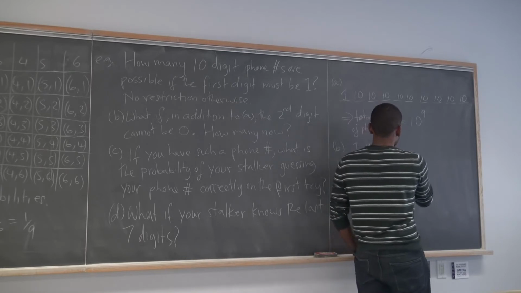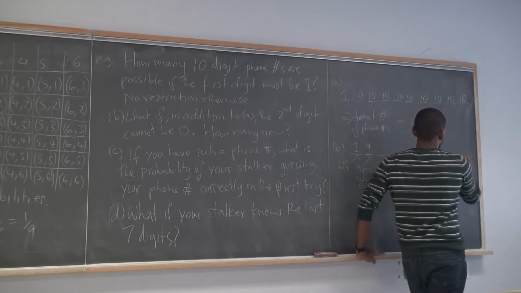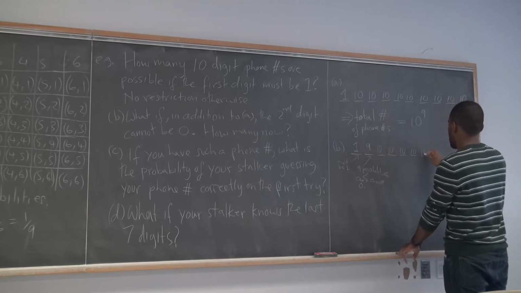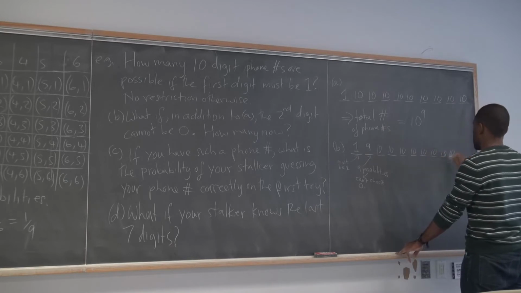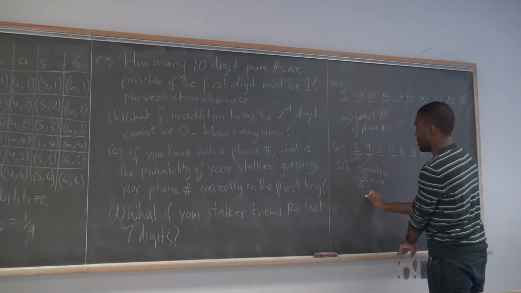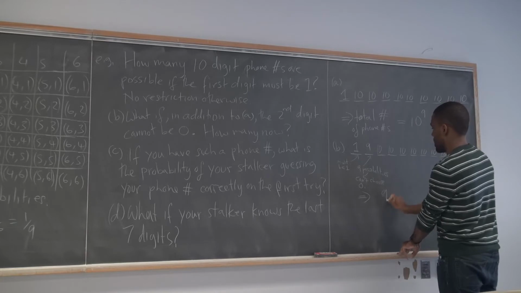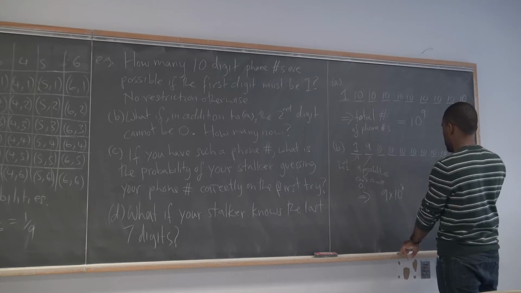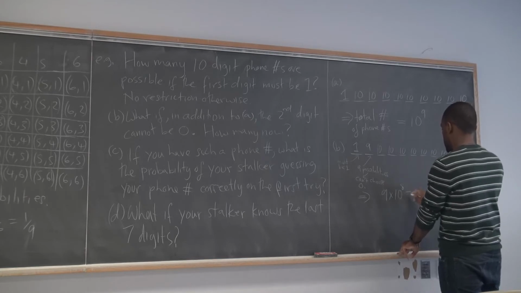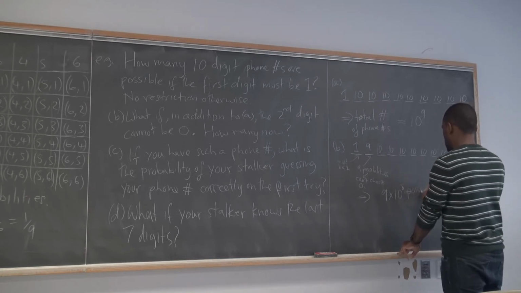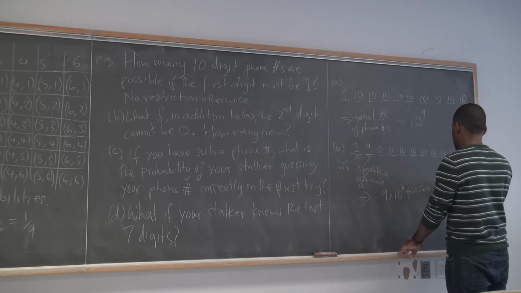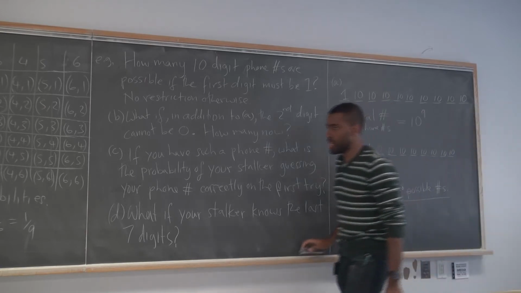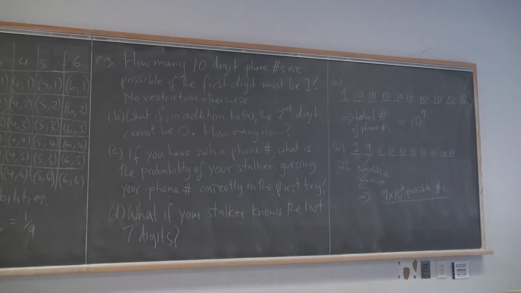So 1, 2, 3, 4, 5, 6, 7, 8, 9, 10, and no restriction otherwise. So this means there are 9 times 10 to the 8 possible numbers. That's 900 million ways you can get a phone number with those restrictions.